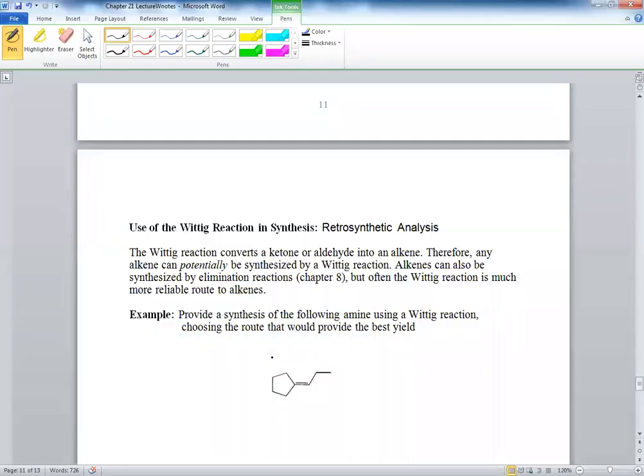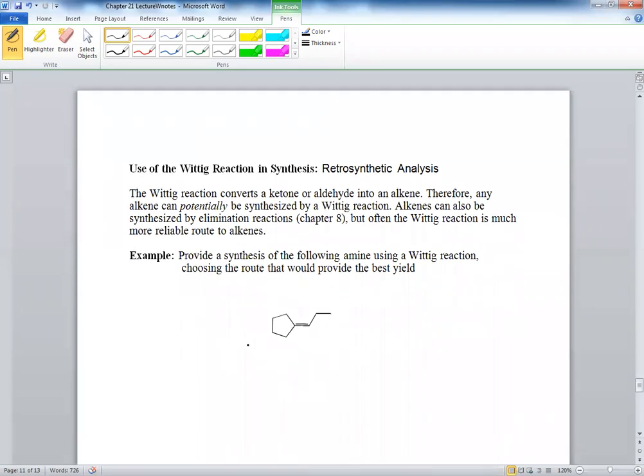We will discuss the synthesis in class. So take a look at it, see if you can figure out a way of making this using the Wittig reaction. You're going to need to come up with the ylide, so how you're making the ylide, and of course you're going to need the carbonyl. So think about it, and then we will discuss when we meet on Thursday.